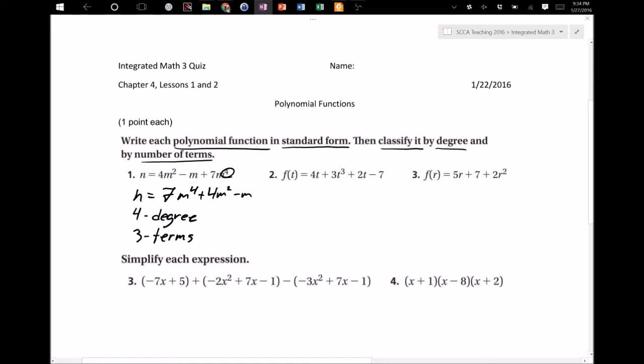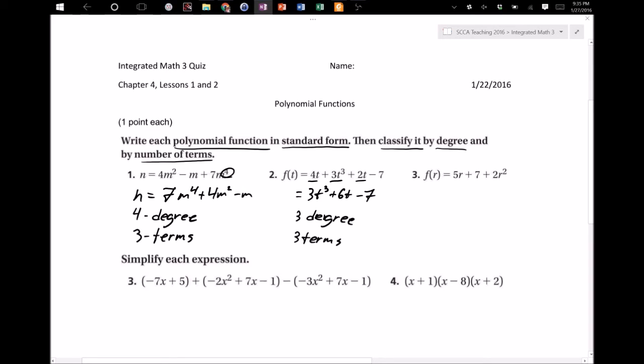Now, problem number 2, we have something similar. Here's our largest term, so that's equal to 3t cubed. But there are 2 terms that are t, so we combine those. They're like terms. So I get 6t minus 7. I end up having third degree, degree 3. And 3 terms yet again.